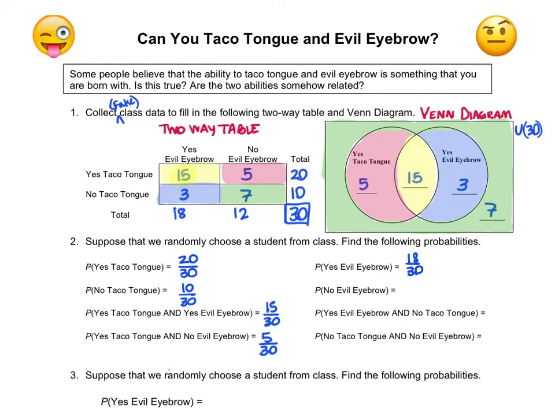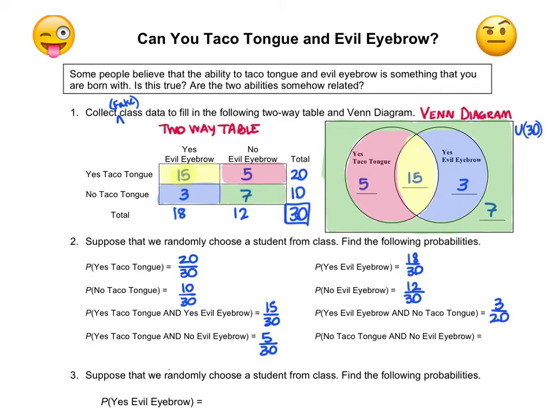No evil eyebrow, of course, is the balance or the complement of that, so that's going to be 12 out of 30. And that's the total of the no evil eyebrow column divided by the grand total. When it comes to yes evil eyebrow and no taco tongue, that's what we might call evil eyebrow only, which is 3 out of 20.